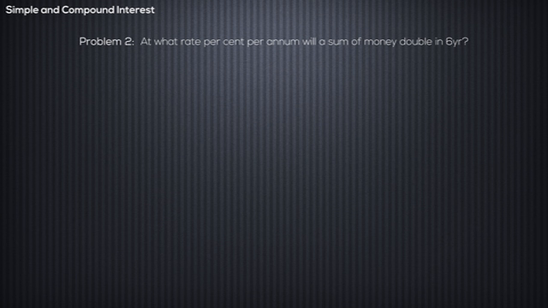At what rate % per annum will a sum of money double in 6 years? Solution. From the question, it is clear that the amount is twice the principal. We know that the amount is equal to the sum of principal and simple interest. Comparing these values, we can derive that simple interest is equal to the principal in this case.